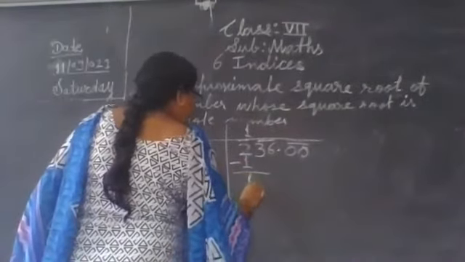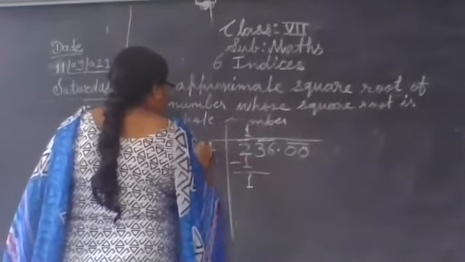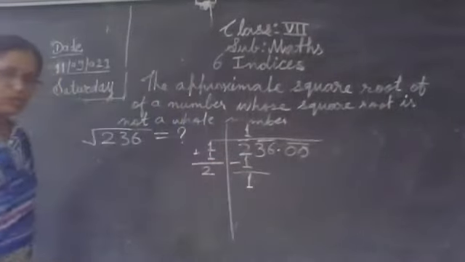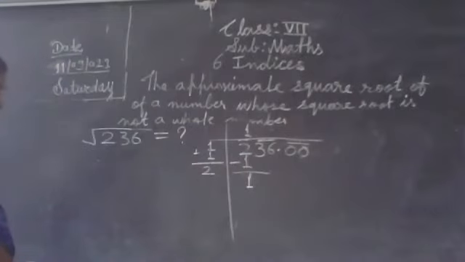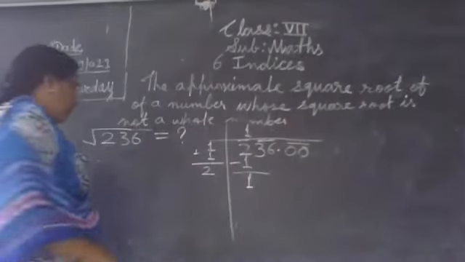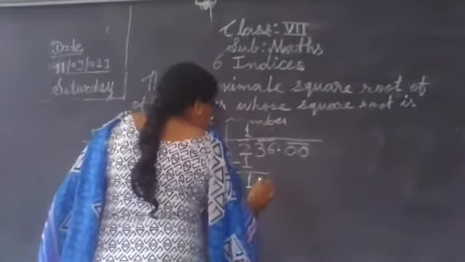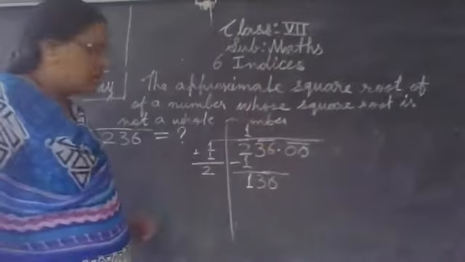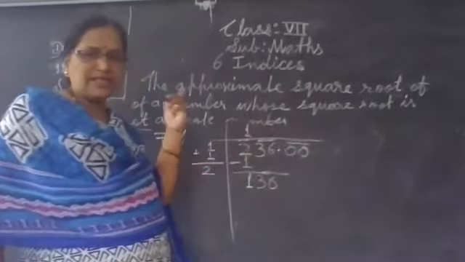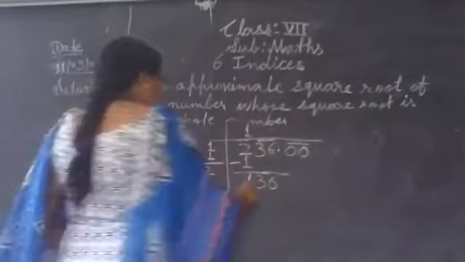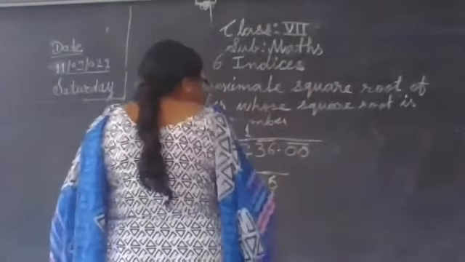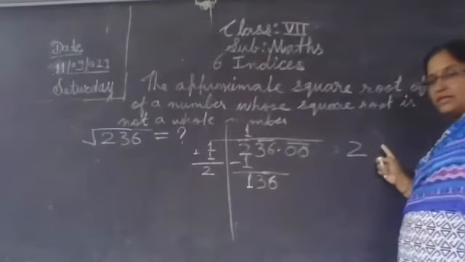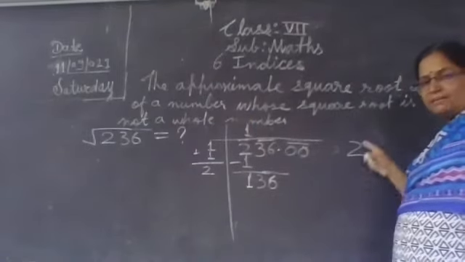So 2 minus 1, 1. Here write 1 and add 1. So it is 2. Now bring down this 36. Okay, so here you have to bring down the pair, not a single digit. So it is 36. Okay. So let's try. Write down a number to this side of this 2 and multiply with the same number.